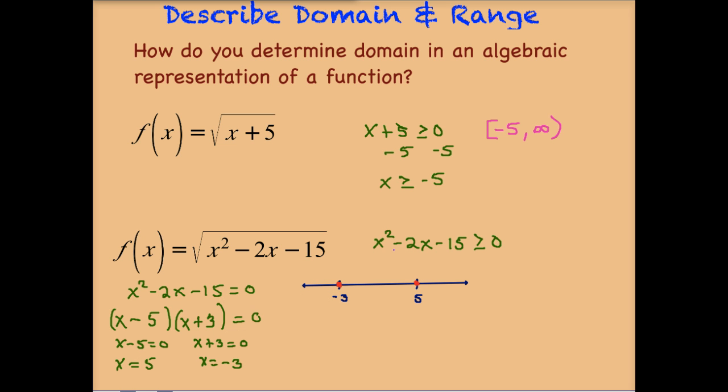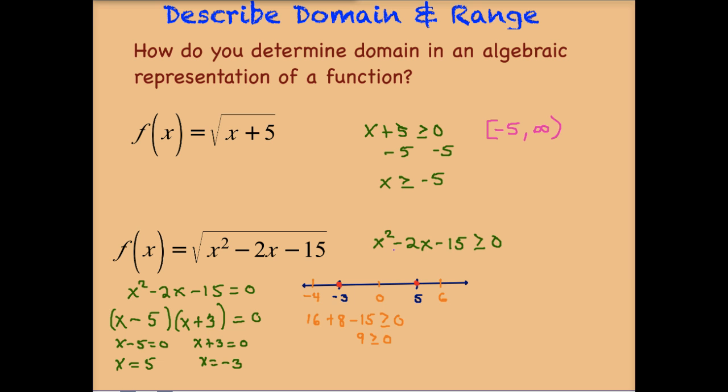What I'm going to do then is I'm going to pick a number. So I'm going to pick a negative 4. We'll try that one. I'll pick a 0. Any number in here is fine, and 0 is easy. And then I'll pick a 6. And now I just need to test those into my equation. So with this first one, negative 4 squared will give me 16, and a negative 2 times a negative 4 will give me positive 8 minus 15. Is that greater than or equal to 0? Well, 24 minus 15 is 9, and 9 is in fact greater than or equal to 0.